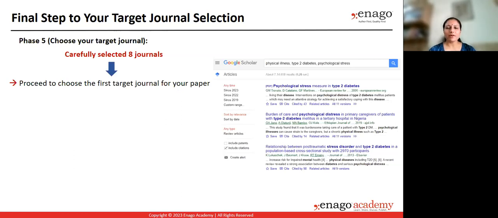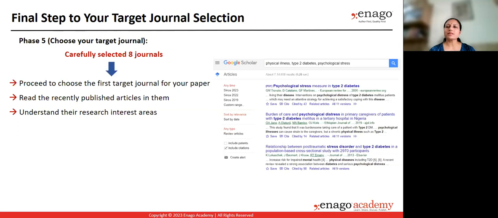In phase 5 of this journey, we now have carefully selected 8 journals. We now proceed to choose the first target journal for your paper. Please read the recently published articles in these 8 journals. When we say recently, we request you to look through the most relevant papers that match your paper in the last 2 to 3 years. The extent of similarity will definitely vary among these 8 journals, and this will give you an understanding of the research interest areas of each of these journals for your paper.